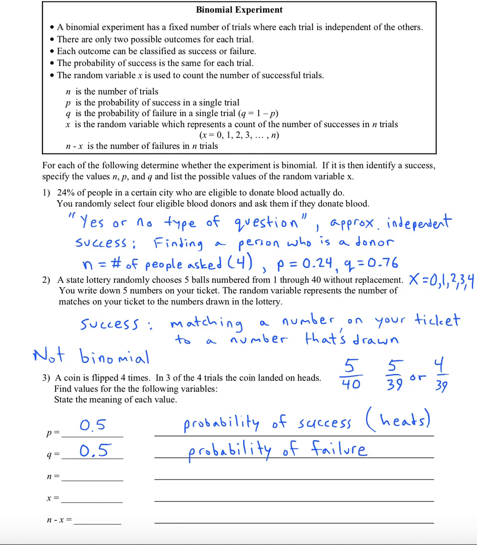Okay, N is the number of trials that were attempted. Number of tosses total. Here they said 3 of the 4 times that you flipped the coin, it landed on heads. So that's actually going to be our X. Number of successes in 4 trials. And we're also going to want to calculate N minus X. We'll see why when we use the formula for binomial experiments here shortly. N minus X would be 4 minus 3, which is 1, and that would actually be the number of failures in 4 trials.